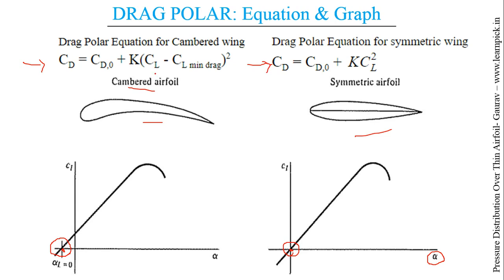The basic difference is that we introduce the CL minus CL minimum drag value. Here at zero angle of attack, we see that some kind of lift is generated. So this accounts for the CL minimum drag value. When we replace the CL term with CL minus CL minimum drag, we obtain the equation for the cambered wing. In most cases, this is zero for literature purposes, but in the actual case, it is not zero.